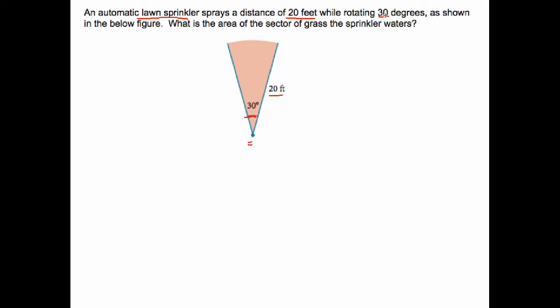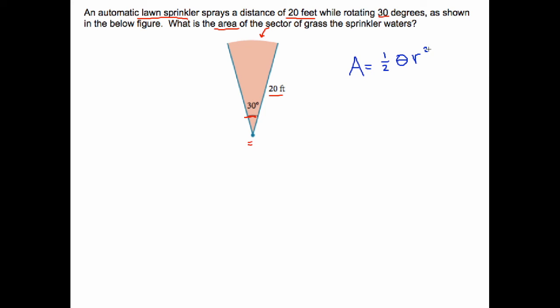An automatic lawn sprinkler located right here sprays a distance of 20 feet while rotating 30 degrees, as shown in this figure below. And I want to know the area of the sector, which is this area that's shaded, and that's the sector of grass the sprinkler actually waters. Well, the area of a sector has a formula, and that formula is 1/2 times theta times r squared.